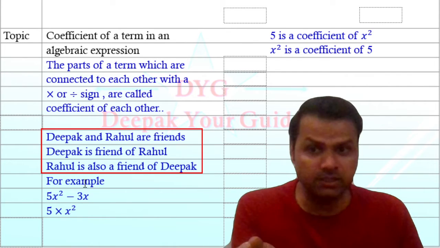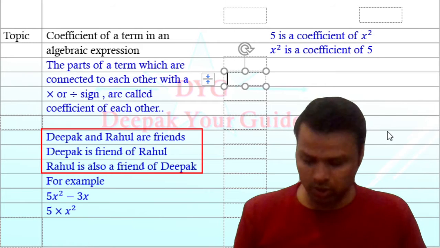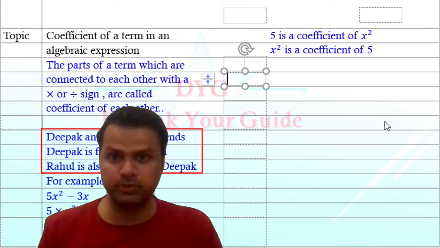Now let's talk about the other term, which is minus 3x. So now we want to talk about the minus 3x. Let's see.